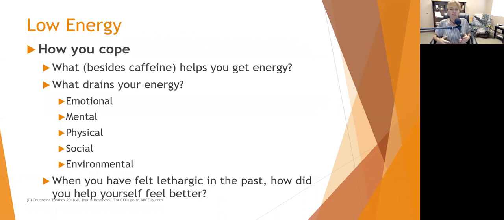we look at where you're spending your energy. Mentally, what drains your energy, and that's concentration, thinking, problem solving, memory. Where can you cut corners there? Physically, well, that one's easy. What drains your energy? So figuring out what helps you get energy physically, but also what drains your energy.